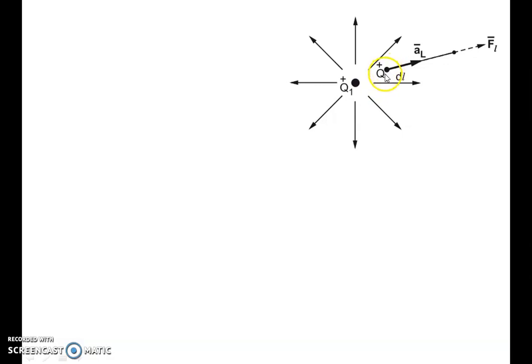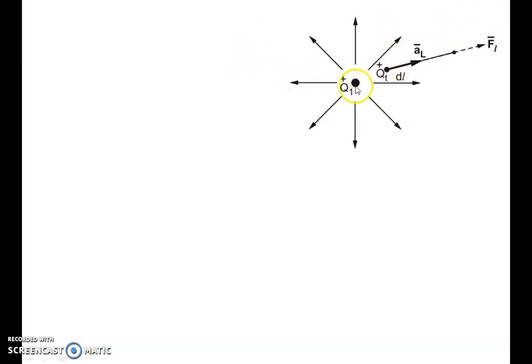Now I want to move the charge QT. I want to move the charge QT in this direction, from this position to this position, for a length of dl. I will take QT as a test charge. I want to move that test charge for a length dl. So what is the force?